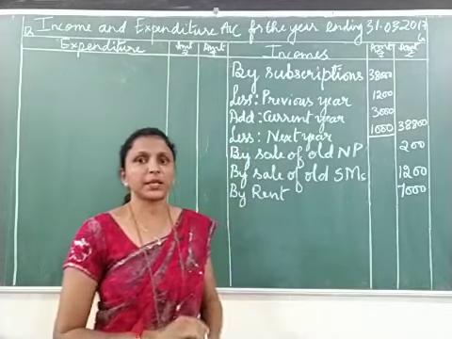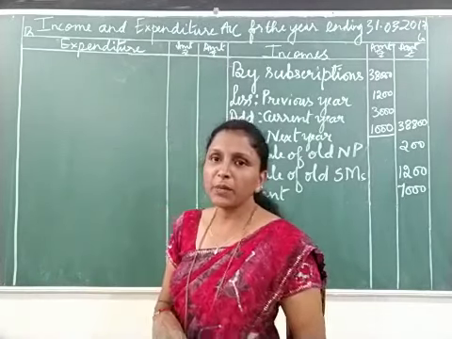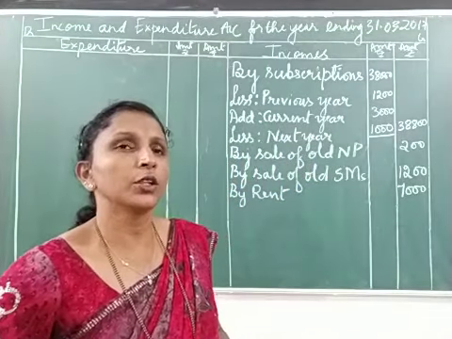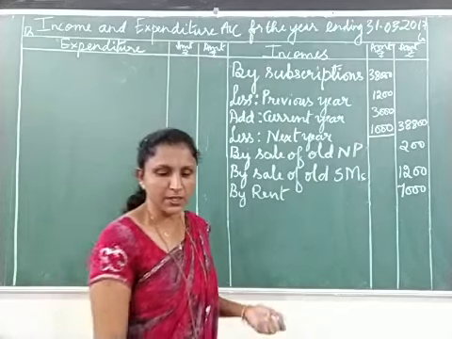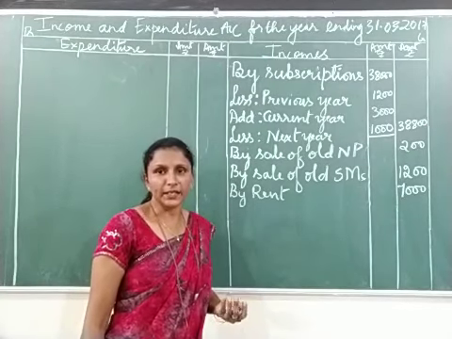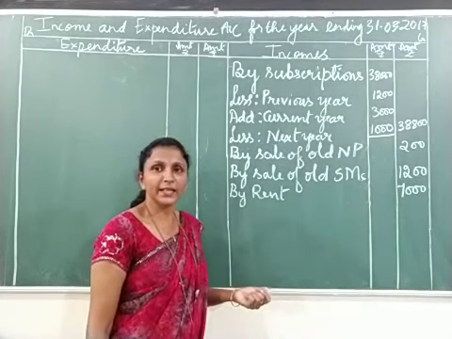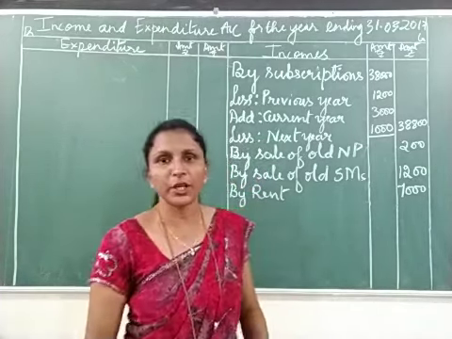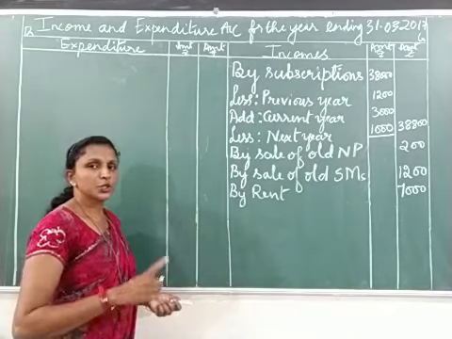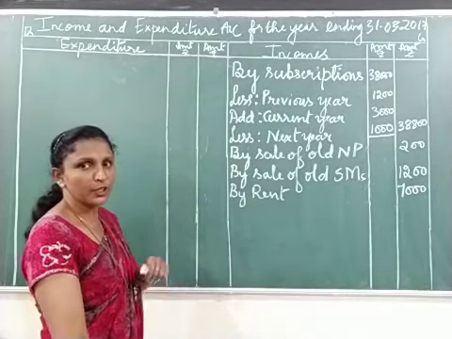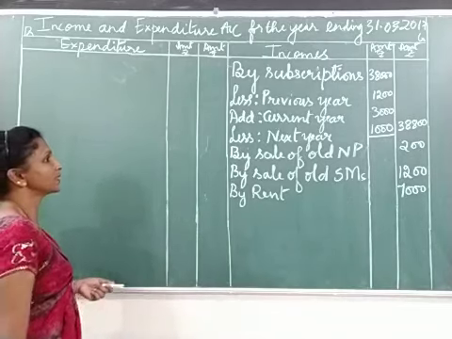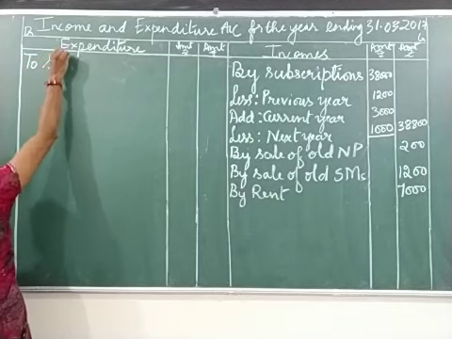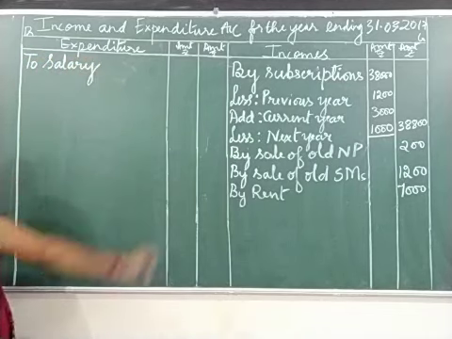Come to the payment side. In the payment side, the same calculation and same type of treatment. The first item is by salary. Write on the salary: is it a revenue item or capital item? It is paid regularly, so it is a revenue item. So write on the opposite side. There it is given on the credit side, so it will come here on the reverse side, that is the debit side. As it is the debit side, we use the word to salary.